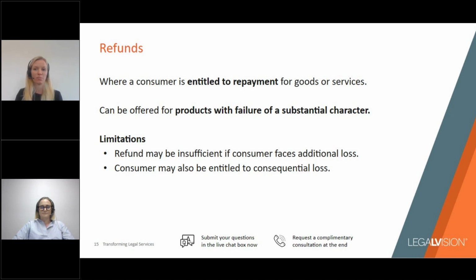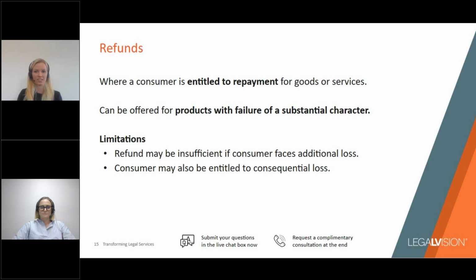And in this case, a business must give the consumer the choice of a refund or a replacement of the same type of product. As noted above, some businesses go beyond the requirements of the CGA and offer refunds or store credit where a consumer has changed their mind in relation to the goods they have purchased. There are some limitations here. In some cases, a refund of the price may not be sufficient, especially where the consumer has faced additional loss as a result of the defect.